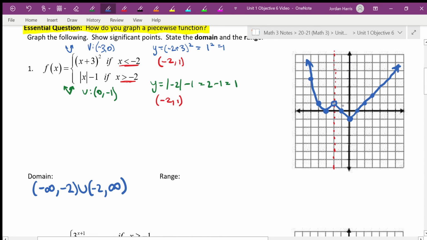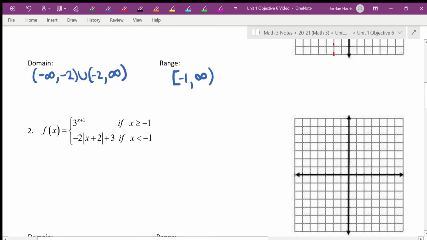Now my range, how far down do I go? My lowest point on this whole graph is -1, included, because it is a solid dot right there. How far up? I do have a hole, but notice it's actually included multiple times elsewhere, so I can keep going. It's an arrow up, so it goes up to infinity. I could actually also have done that on the other side. And there we go. That's our piecewise function.